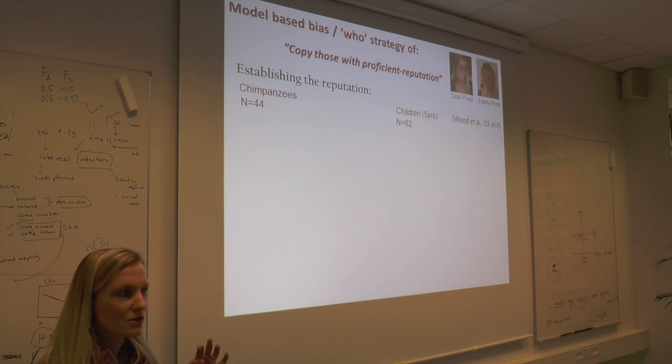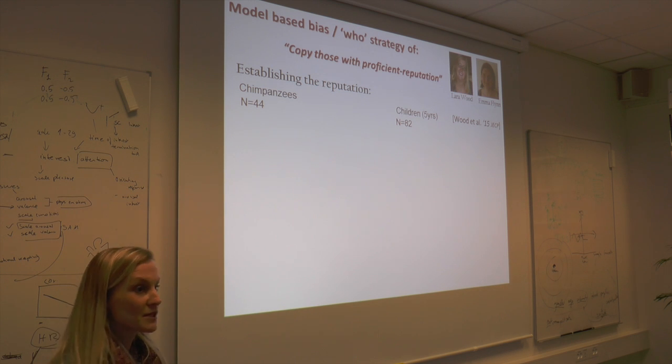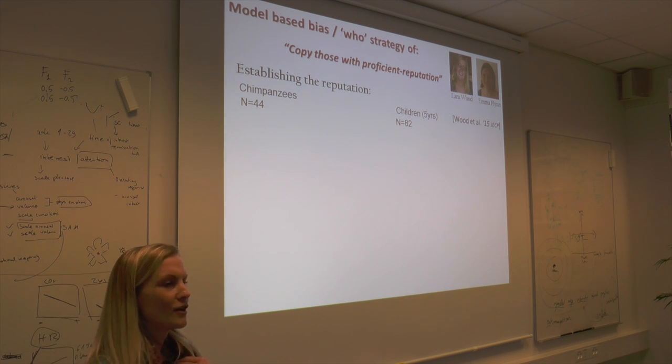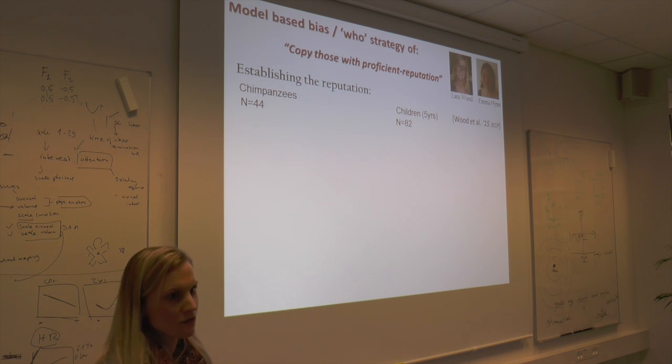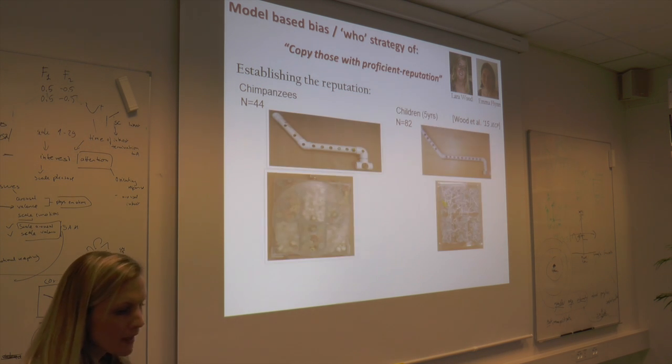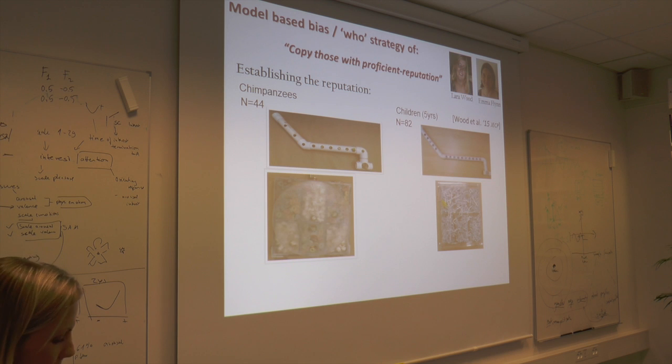And we wanted to do this in chimpanzees and children. So first we had to establish the reputation, not just for us to observe who was good at things, but also for the chimps and the children to observe who in their groups was good at things. So in the chimpanzees, we gave them these kind of tasks where here there's pieces of apple and oranges inside where they have to get them out.